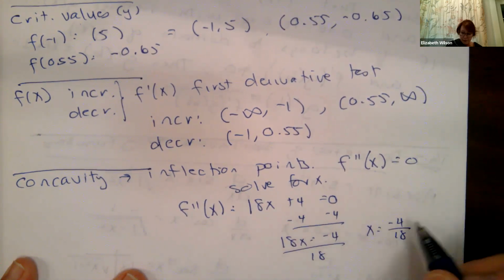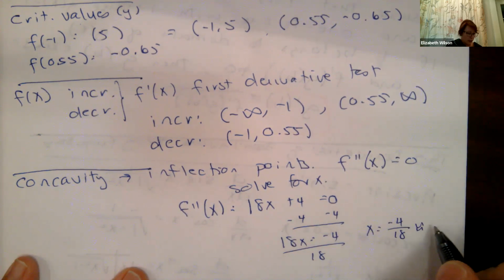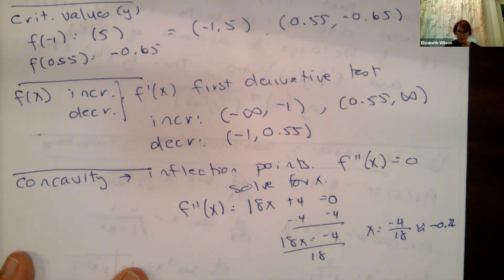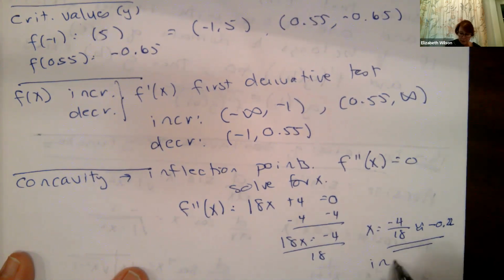So x equals -4 over 18. It's negative, which I moved as a decimal, so I called it minus 0.22. Some of you left it as a fraction, which was totally fine. I can figure it out. So now I have an inflection point.